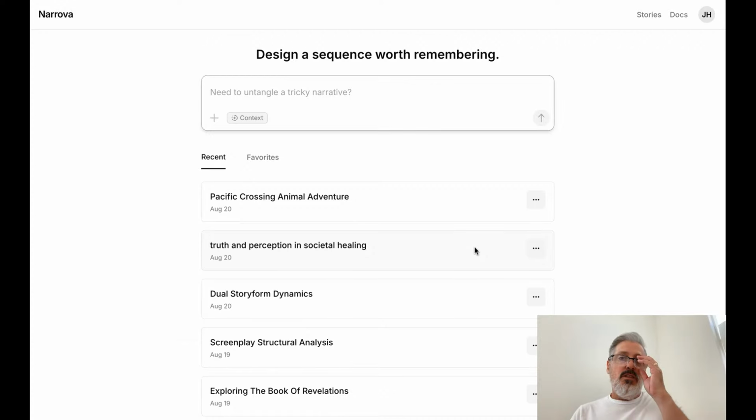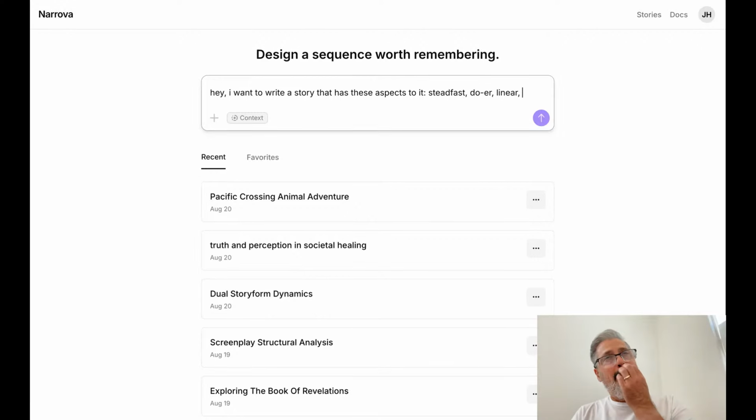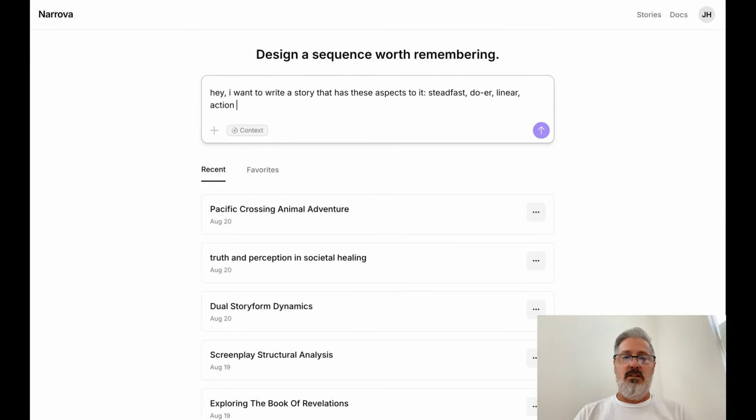All right. So then the next question is story forming. If you know Dramatica theory, it's great. You can just go, hey, I want to write a story that has these aspects to it: a steadfast, doer, linear, action driven.